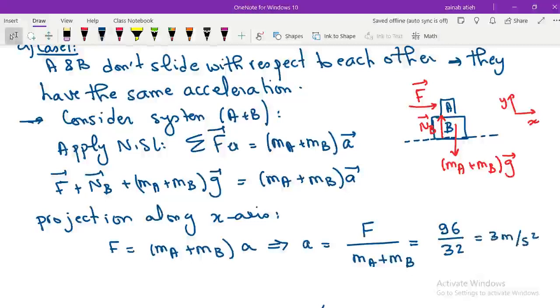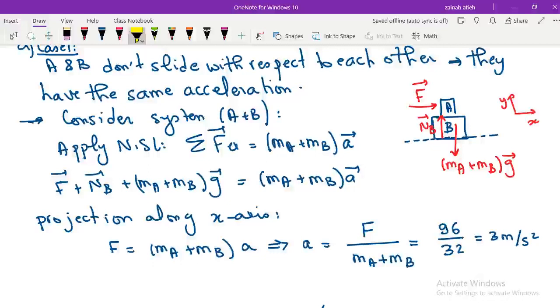But we weren't searching for the acceleration. We were searching for mu s, which is the coefficient of static friction between A and B. To find mu s, I have to divide fs by N. So I have to find the force between A and B, which is an internal force. If I take the system A and B, I have to change my system. So I take either block A alone or block B alone.